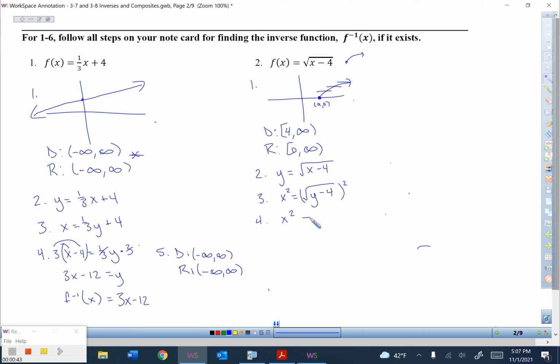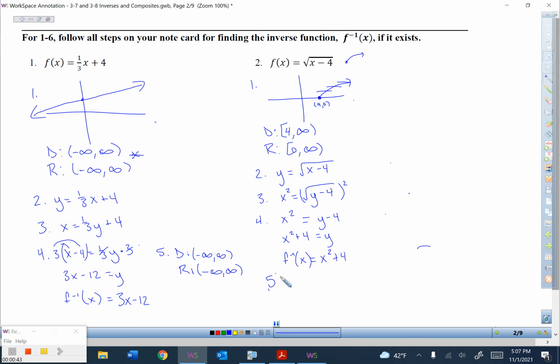The x squared comes down. On the right-hand side, the square and the square root cancel out, leaving y minus 4. Then I'm going to add that 4 over to this side, so x squared plus 4 equals y. And then remember, they want to call it f to the negative 1 power, so that's the inverse of f of x equals just x squared plus 4.